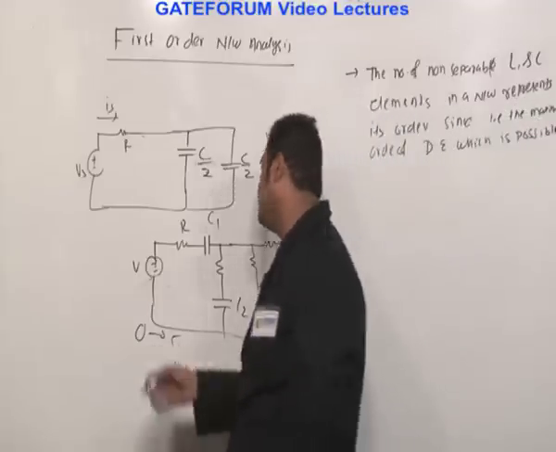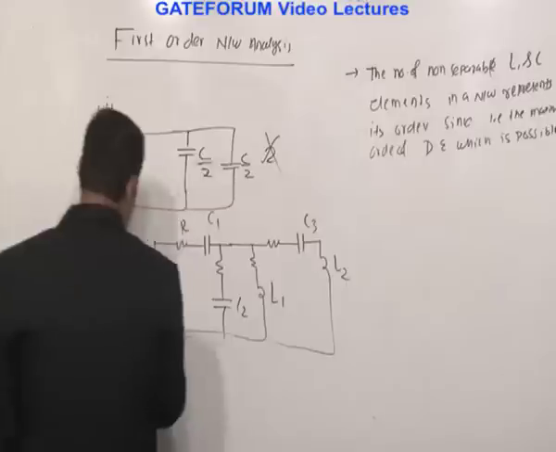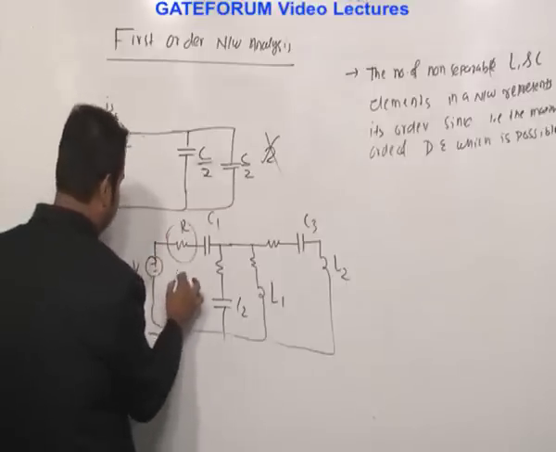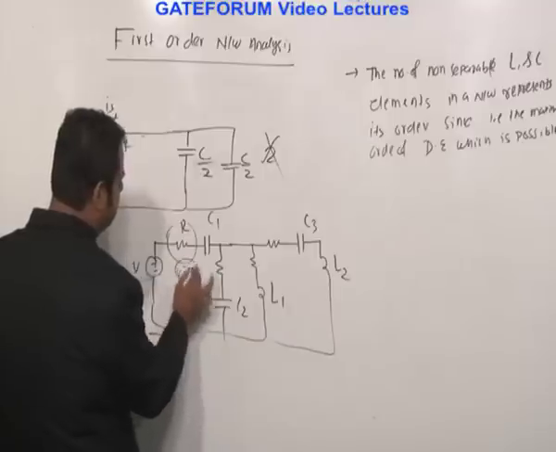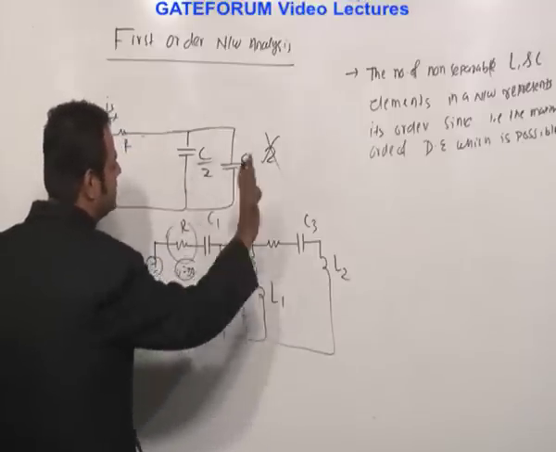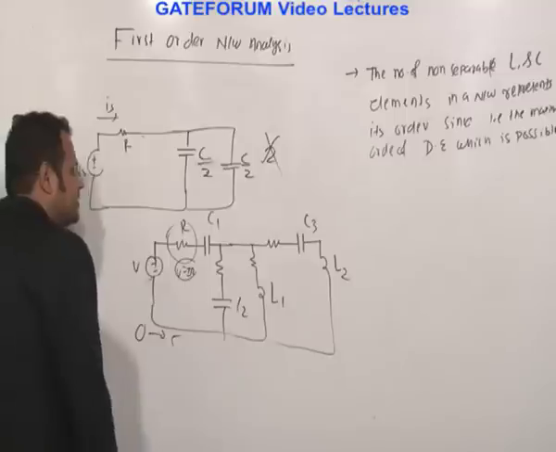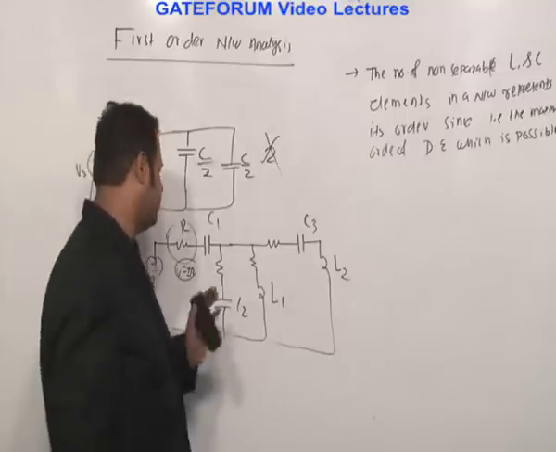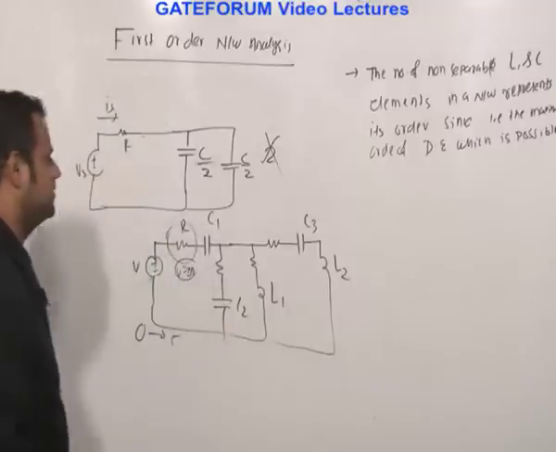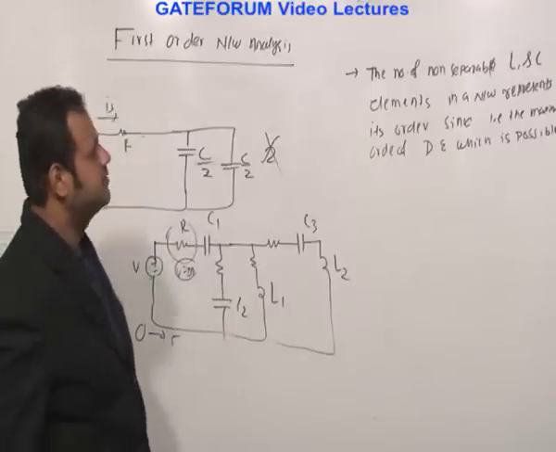Now someone can make an argument: why are you saying it is 5? I can say that the resistor is there, I write the equation V equal to IR. That is not the argument. The argument is, what is the maximum order of equation you can get? It will never exceed 5. Right? It will never exceed 5. So the answer is 5.